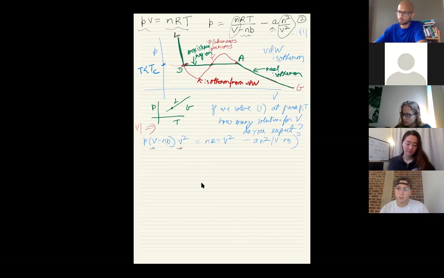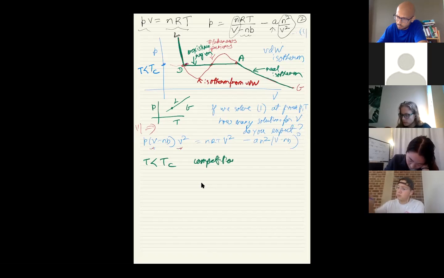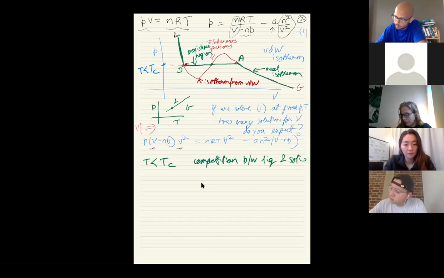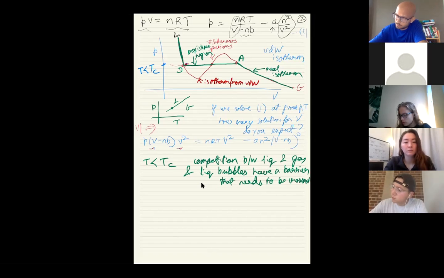So I will write it down in just the summary. Until T less than Tc, there is competition between liquid and solid, sorry, no, I don't mean solid, I mean liquid and gas. And liquid bubbles have a barrier that they need to surmount. But this pencil is too thick, let's go back. Where does this barrier come from?